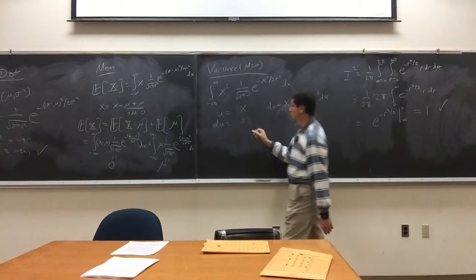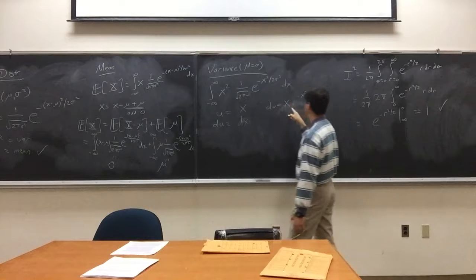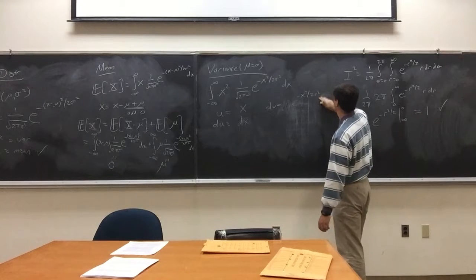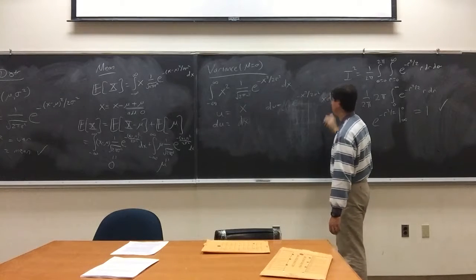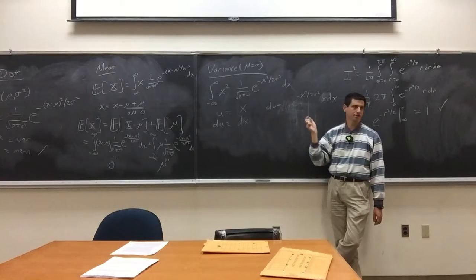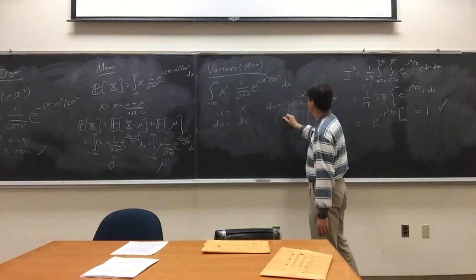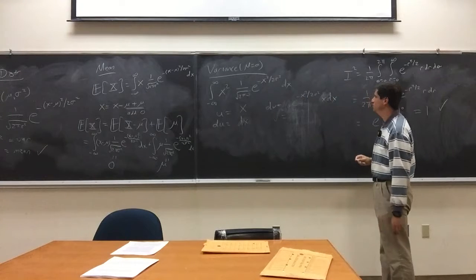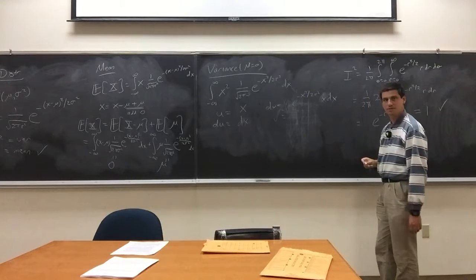Now when we take du, we just get dx. And because we have the x, we should actually put the x in front of the dx. And if we write it like that, this is now set up so that we can integrate. So what function has derivative e to the negative x squared over 2 sigma squared x dx?